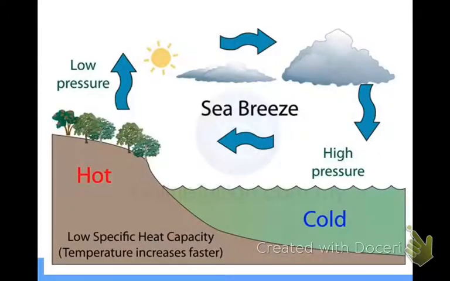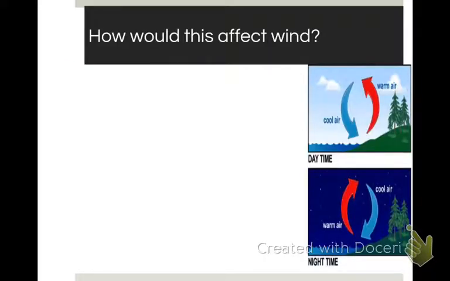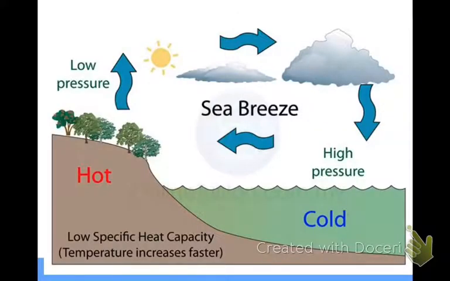So how would this affect wind? That's literally what we just looked at. We are going to create something called a land breeze and a sea breeze. So it affects wind because you have the warm air rising and the cool air moving in to take its place, and then that changes at nighttime. So that's what we're going to look at now.